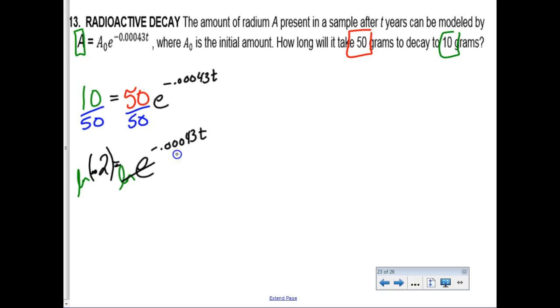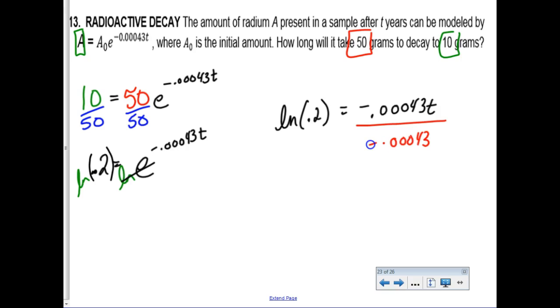You're still not done, because what you have right now is the natural log of 0.2 equals negative 0.00043 t power. So a final algebra step would be to divide by this negative 0.00043. But this is what your science teachers and eventually your upper level math teachers want to see. I would rather see this work down on your paper than somebody who immediately grabbed their calculator and gave me weird truncated decimals along the way. So keep the natural log as long as you can, basically, in your work.